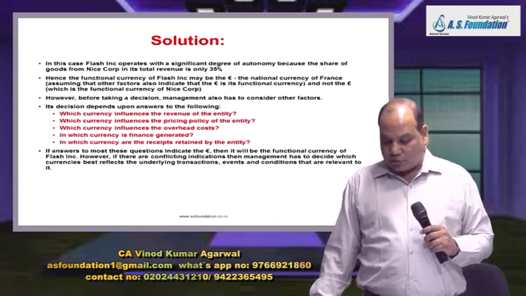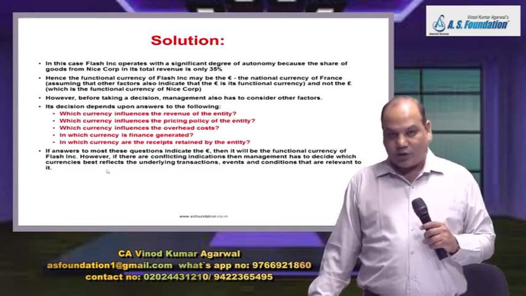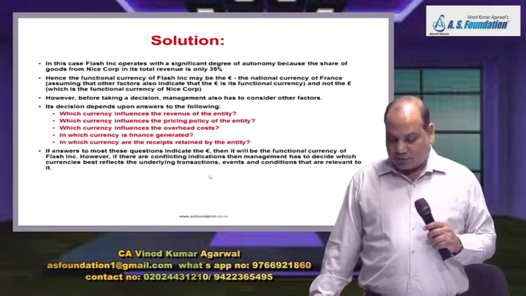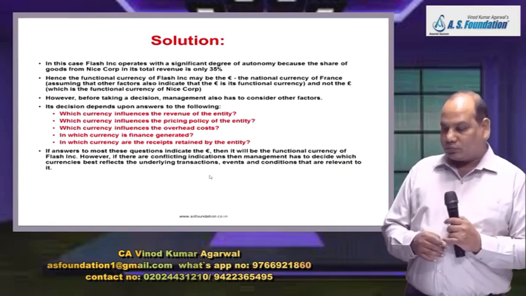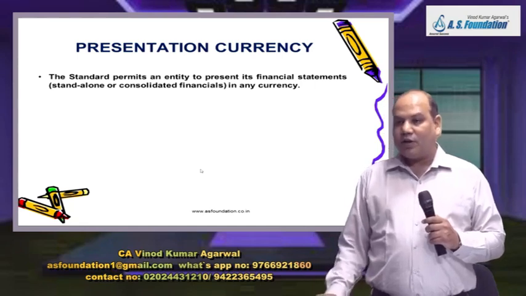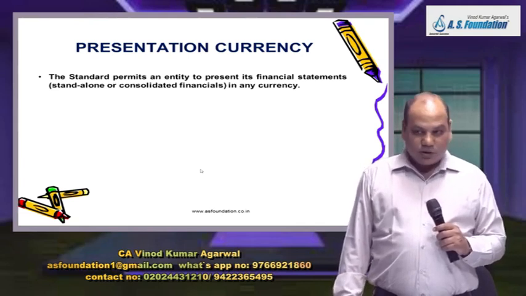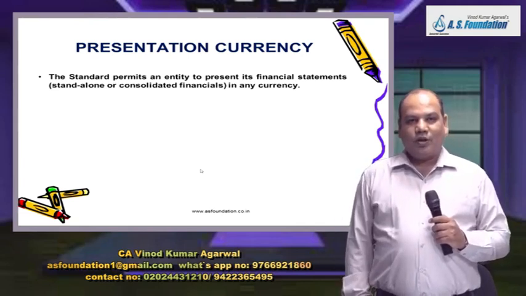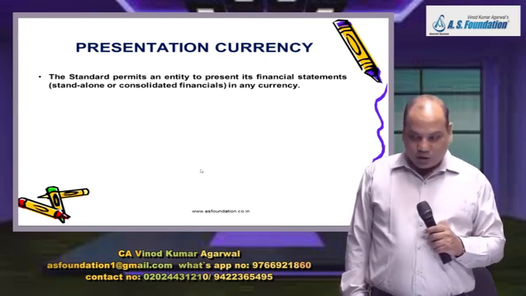If the answer to most of these questions indicates euro, then it will be the functional currency of Flash Inc. However, if there are conflicting indicators, management has to decide which currency best reflects the underlying transaction, events and conditions that are relevant to it. So sometimes judgment will be required. Which currency best reflects the situation of that entity? So after this long discussion on how to identify functional currency, now we'll come to the accounting part.